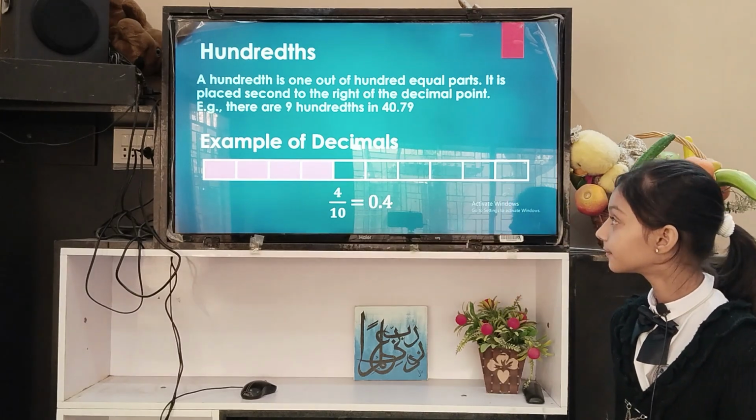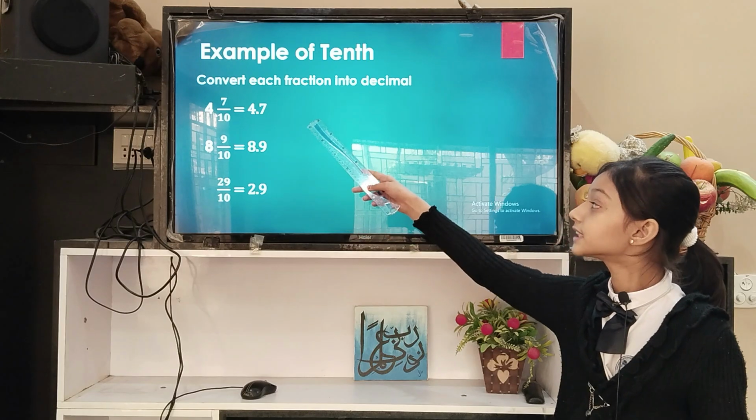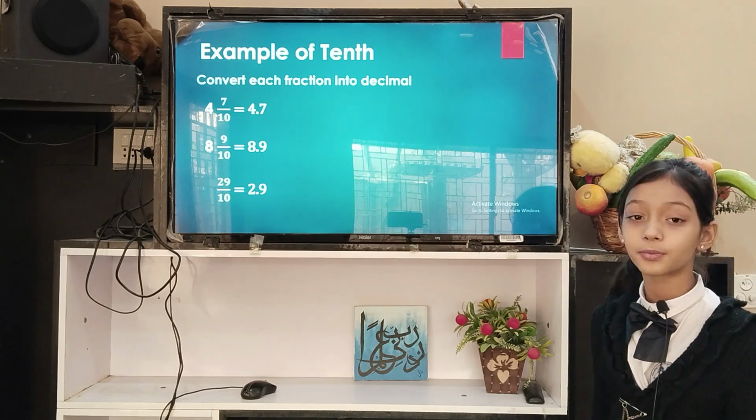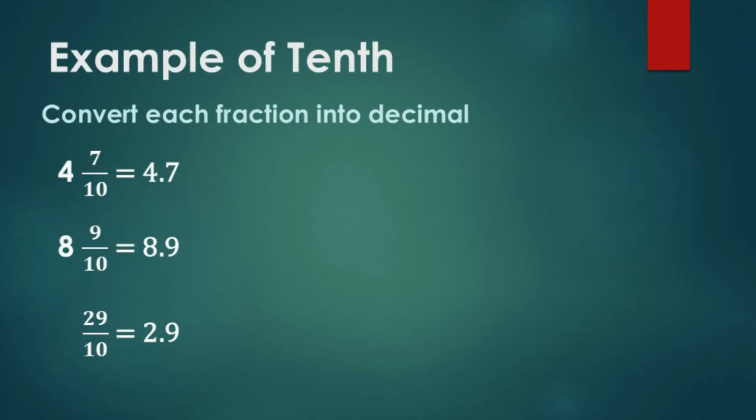Example of tenths. Convert each fraction into a decimal. 4 whole 7 upon 10 is equal to 4.7. 8 whole 9 upon 10 is equal to 8.9. 29 upon 10 is equal to 2.9.